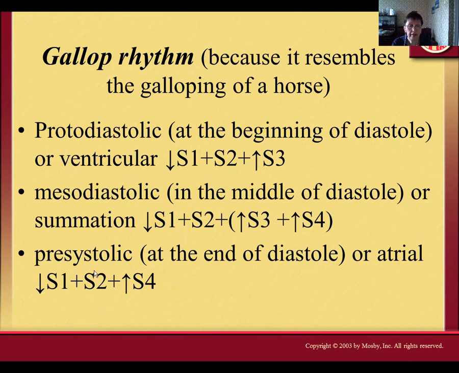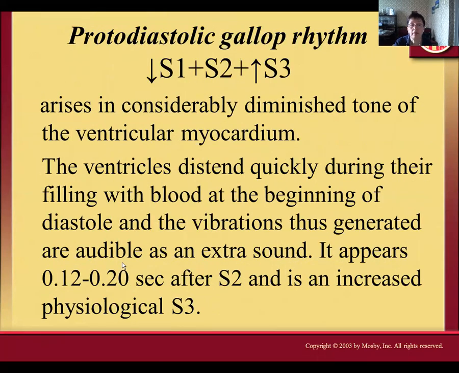And the last variant, we have presystolic gallop. It consists of S1, which is diminished, normal S2, and increased S4. So all three sounds will be of the same intensity. Well, so this is protodiastolic gallop once more: decreased S1, S2, and S3.